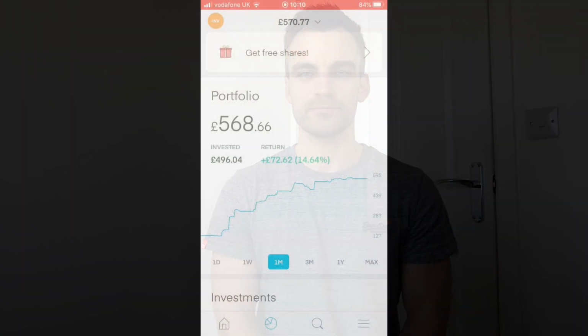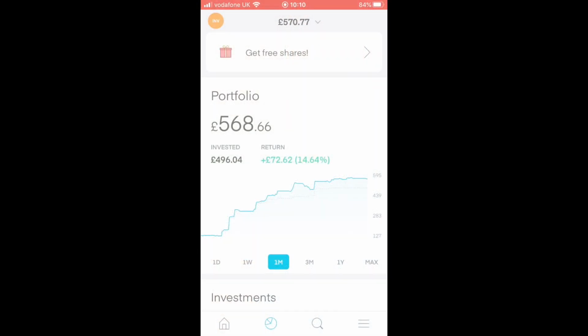And without further ado, let's hop onto the Trading 212 platform and check out my investment portfolio. Here we are back inside my Trading 212 Invest account. You'll be able to see that the overall value of my current portfolio is £568.63 from a total amount invested of £496.04. My investments are currently returning to me £72.60, which equates to a rate of return of 14.5% or around that.